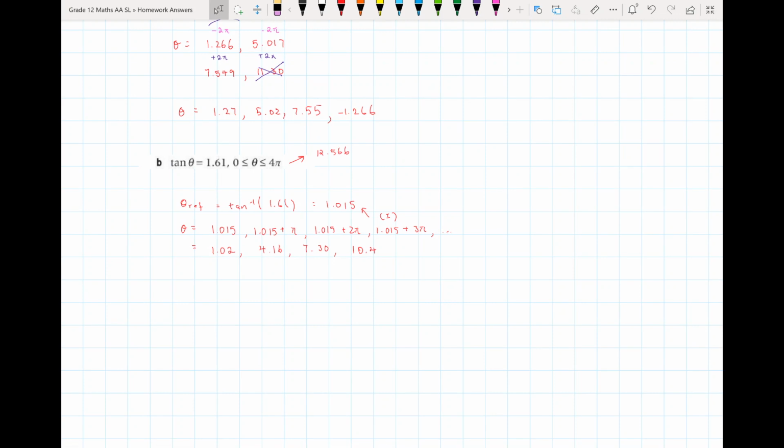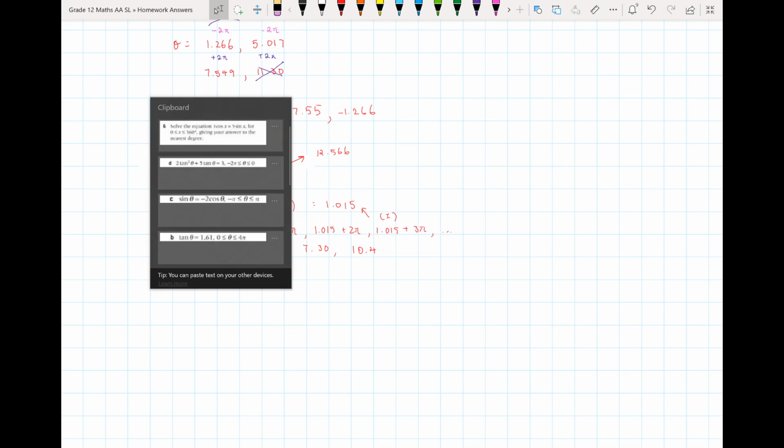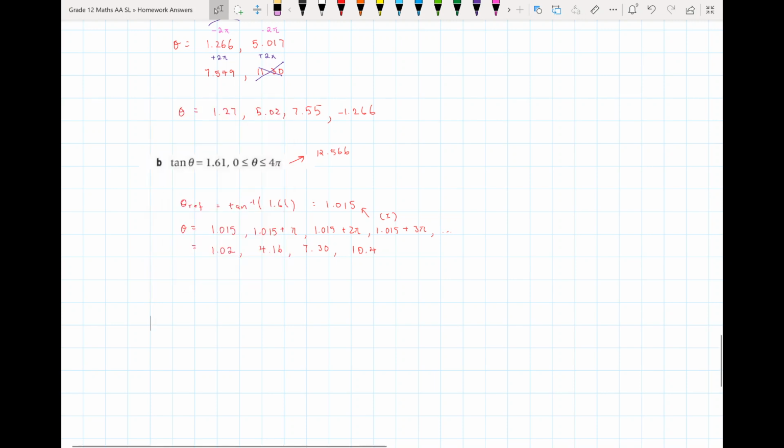Okay, so these are our 4 solutions. Okay, this only works for tangent because tangent is special.